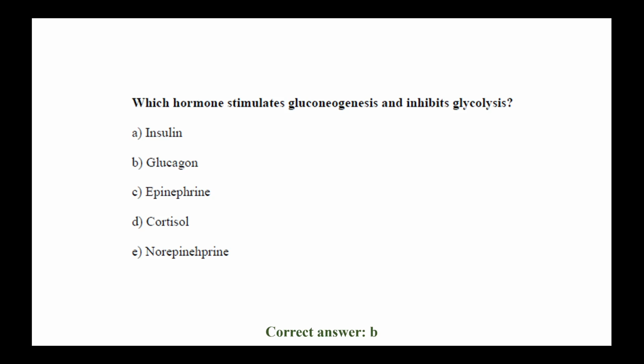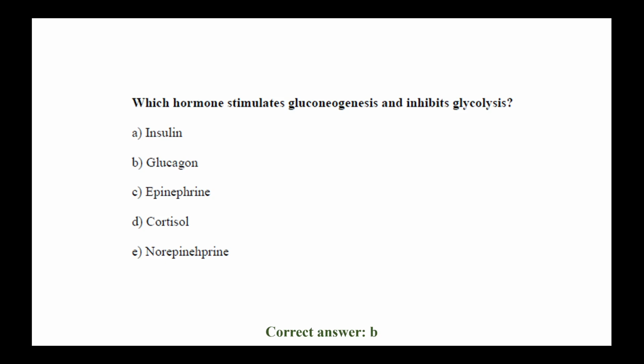So insulin and glucagon both work simultaneously. If insulin levels are high, then glycolysis will be preferred and gluconeogenesis will be inhibited. If glucagon level is high, then glycolysis will be inhibited and gluconeogenesis will be triggered. So basically these two hormones are regulatory hormones, and they regulate the levels of glucose in our body.